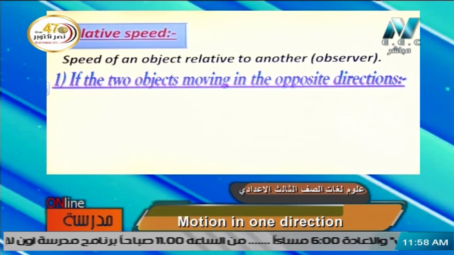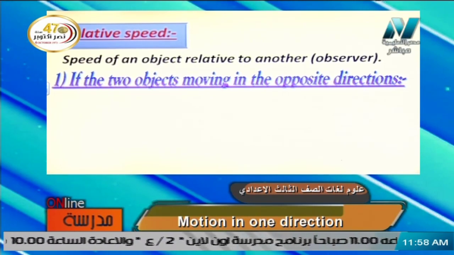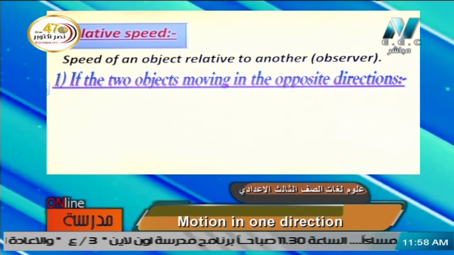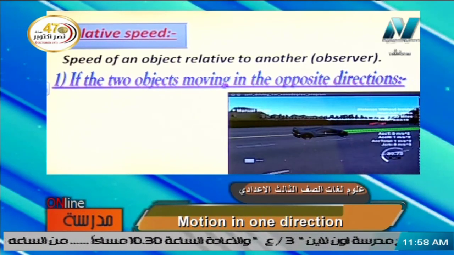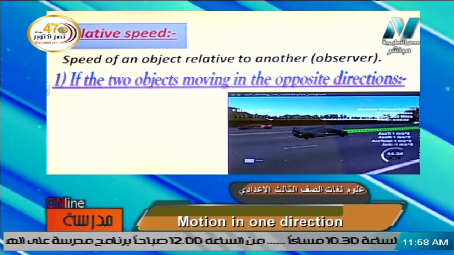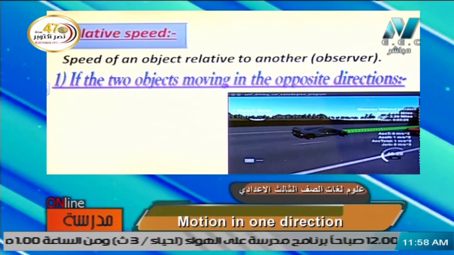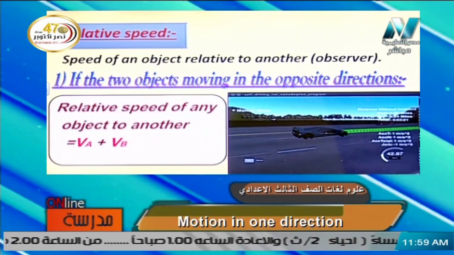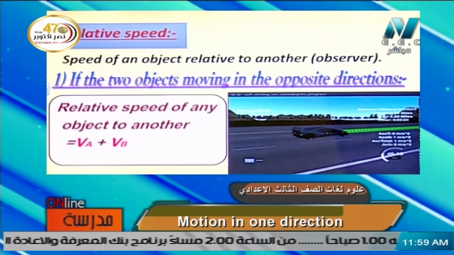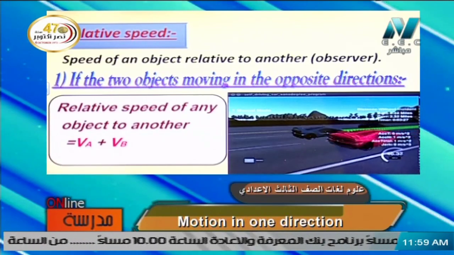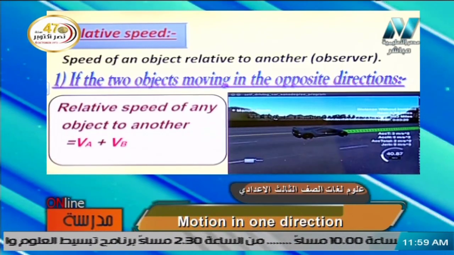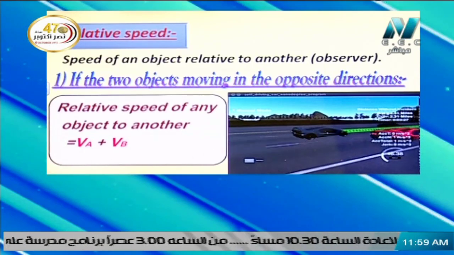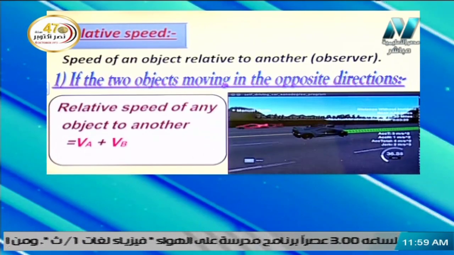So it depends on the position of the observer. Number one, if the two objects move in opposite directions, like this, a car moves in one direction and the other car moves in the opposite direction. In this case, how can we calculate the relative speed? Relative speed of any object to another is VA plus VB. VA means the first car, and VB means the second car or the second object.